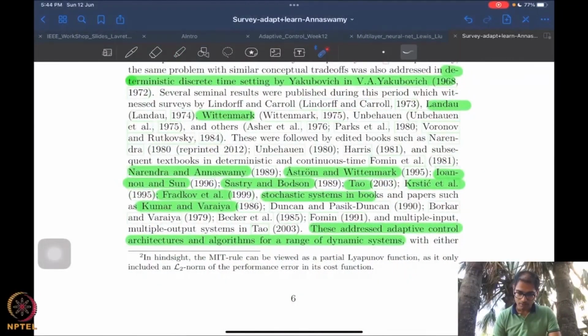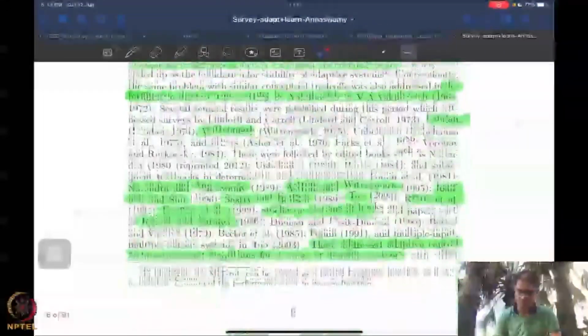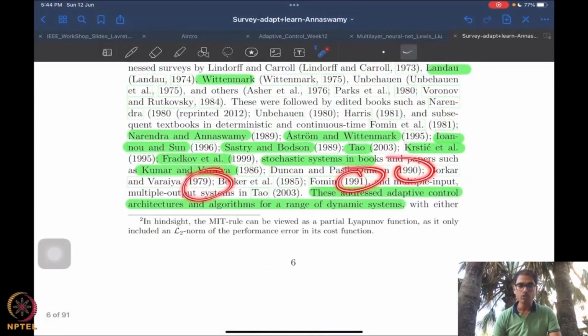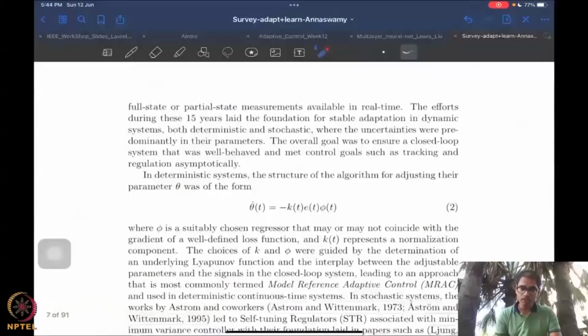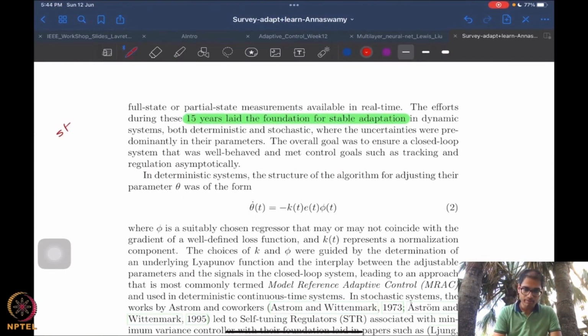So you can trace this from 1975 to 85, 90, and so on. Almost 15 years of work laid the foundation for stable adaptive control. I would use the word stable adaptive control came about. Until then, there was an update law for the parameters coming out of some kind of optimization rule, but it did not really guarantee stability of the system.